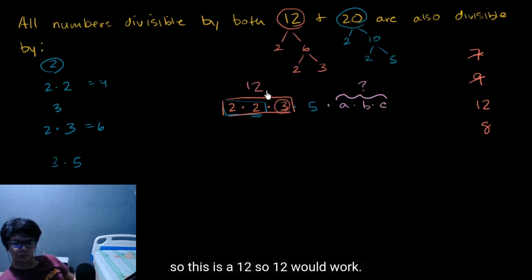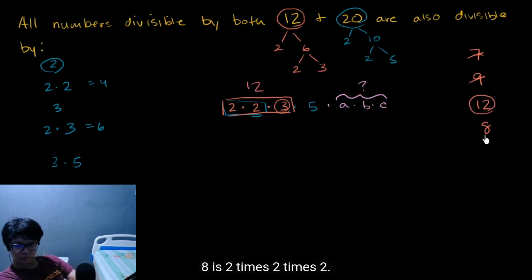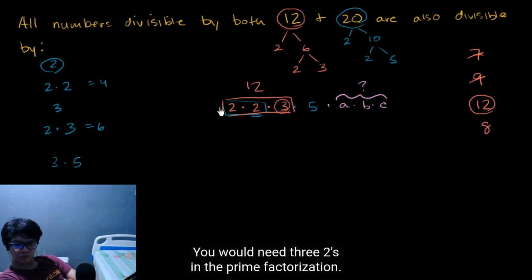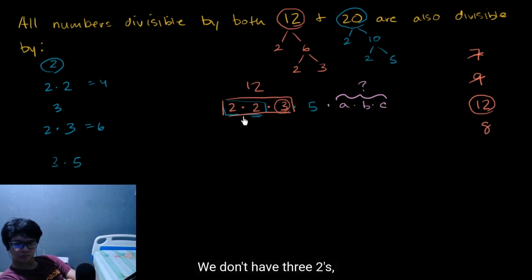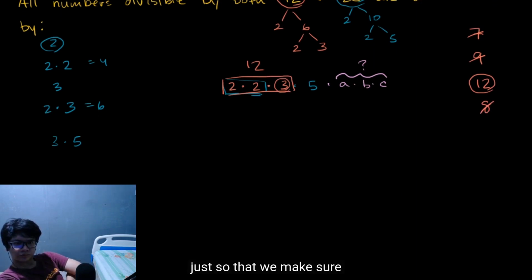So this is a 12. So 12 would work. 8 is 2 times 2 times 2. You would need 3 2's in the prime factorization. We don't have 3 2's. So this doesn't work. Let's try another example just so that we make sure that we understand this fairly well.